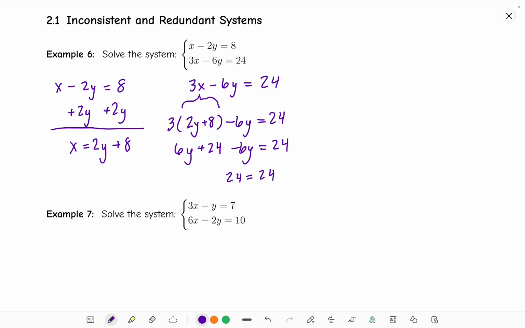Now this is a special case because I didn't get an answer for y. The y's ended up canceling out. When this happens, when the variable cancels out, you look at the statement that's left over. So we have 24 equals 24. You ask yourself, is this true?